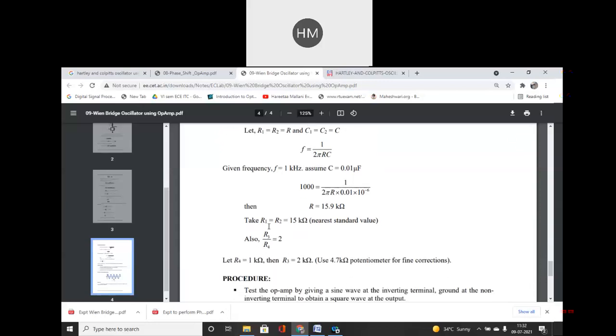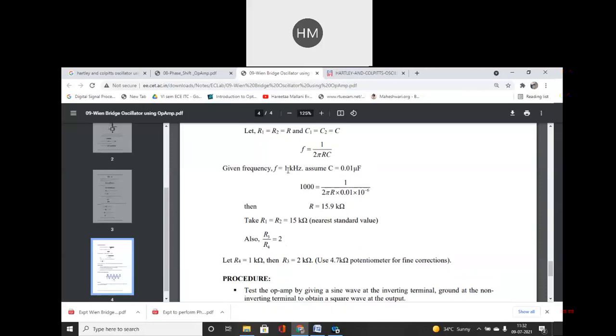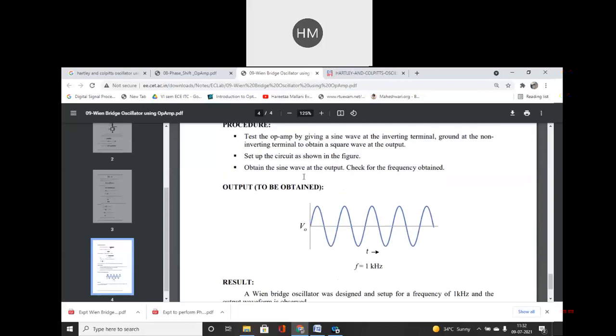Now we all know this ratio R3 by R4 is coming out to be 2. Assume R4, find out R3, and then design the circuit, get the oscillation, and measure the values of this oscillation, amplitude and frequency. Here we have designed for 1 kilohertz. You can get your output frequency, compare both the frequencies, and the design will be complete. So this kind of output you will get by designing this circuit.